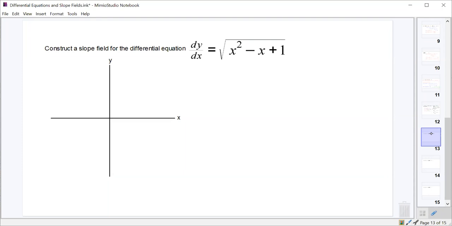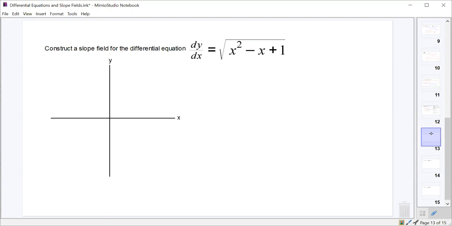Anybody know what the integral of the square root of x squared minus x plus 1 is? Probably not. I'm assuming not. Yeah, okay, didn't think so. It is something that could be integrated, but since we don't know what it is, we're going to have to just sketch this solution curve.